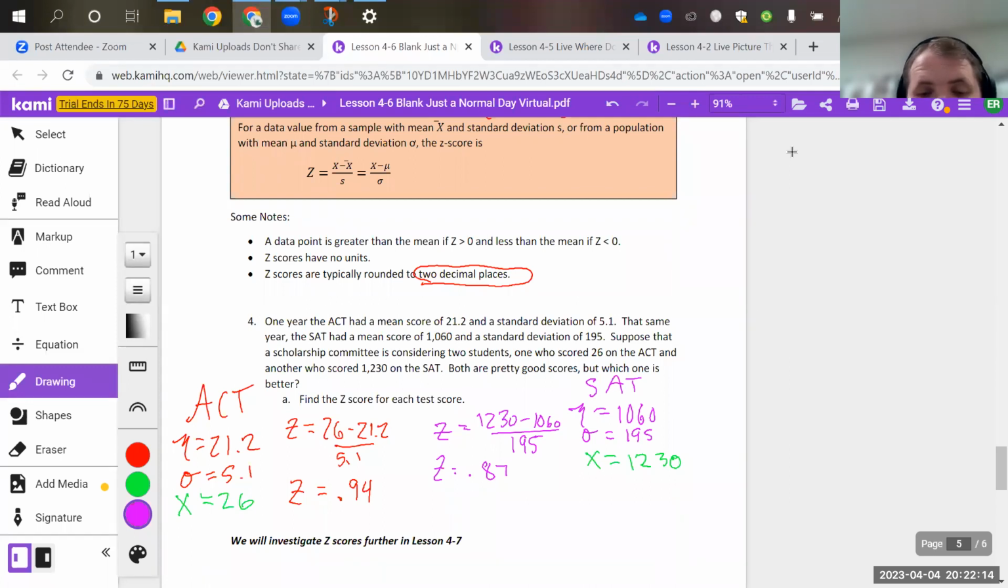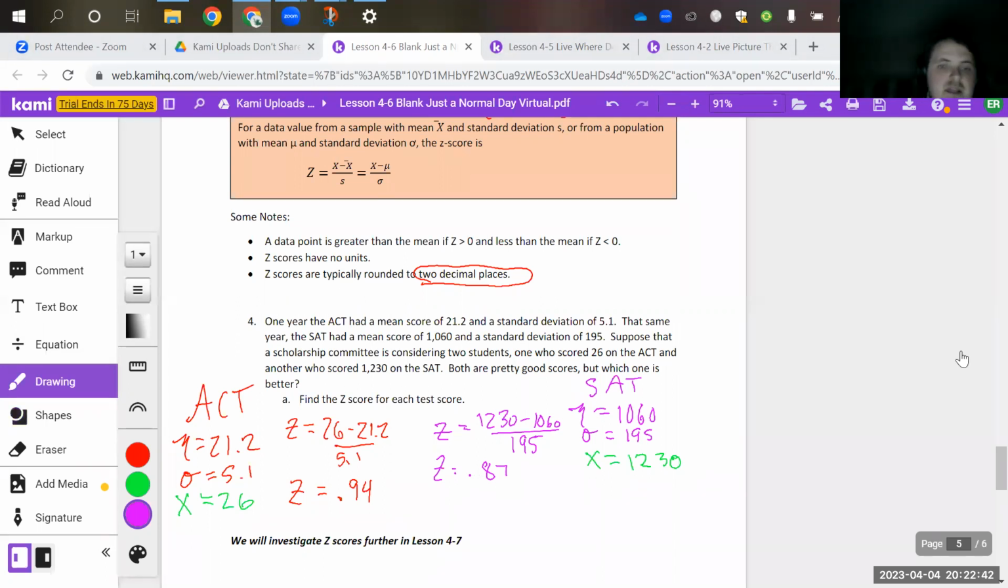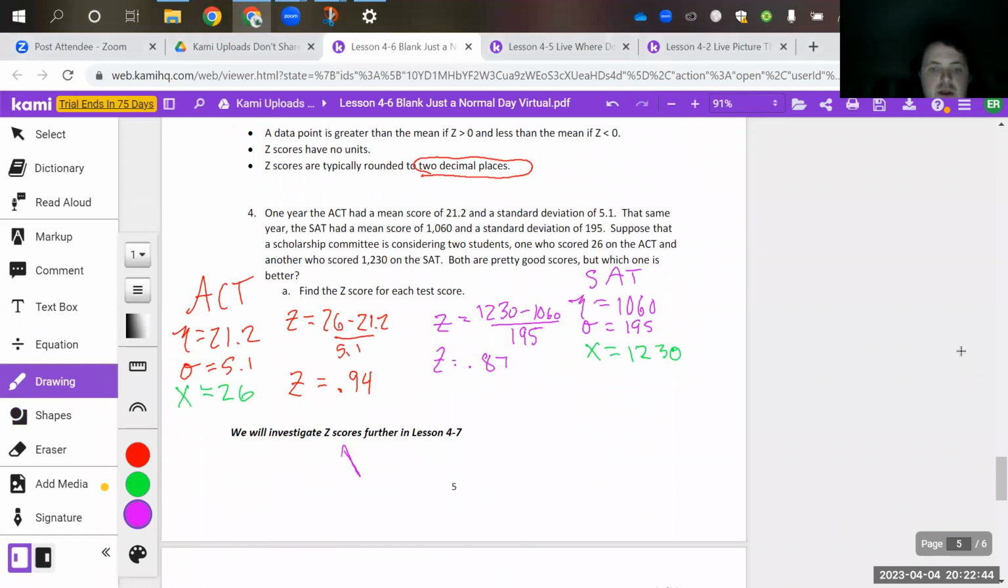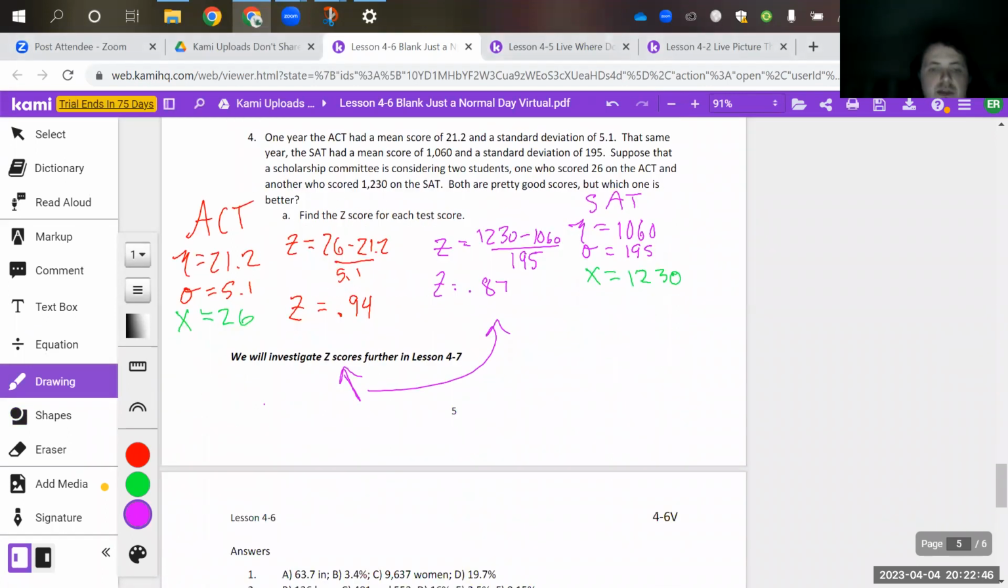So if you want to drop in the chat, do these people do better than the average, or do they do worse? Based on this information here, either just the z-score or the actual question. Did they do better or worse than the average? Since that z-score is positive, great job, Steven, they would actually do better. These are both better than the average.